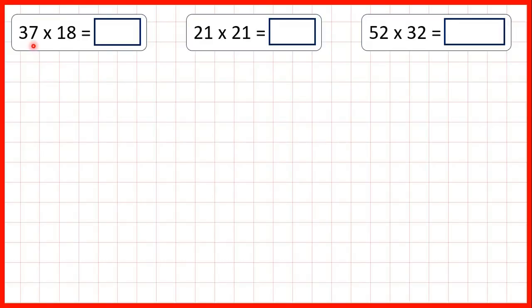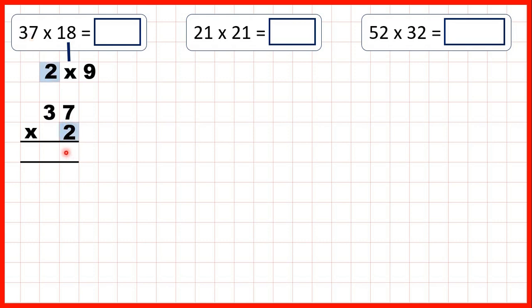We can use factor pairs to multiply. So for this first question, instead of working out 37 times 18 using long multiplication, we can work out that 2 and 9 are factors of 18 because 2 times 9 is 18, so they form a factor pair. So what we can do is multiply 37 by 2, and then we can take our answer and multiply that by 9 to get our answer.